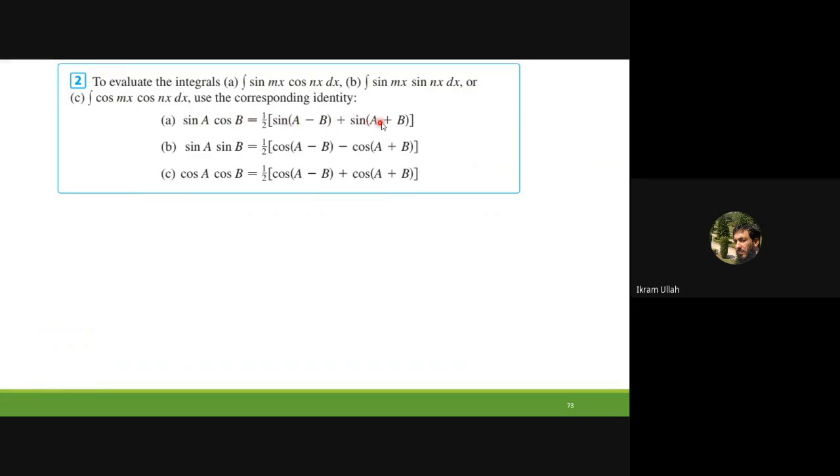sin(-b) plus... sin a plus b. Sine and sine come in with different angles, a and b are different, so 1/2, and this is cos(a minus b) minus cos(a plus b), and cos a cos b comes like this, so it is 1/2 cos(a minus b) plus cos(a plus b). So this is important: this formula converts the sum or product of sine and cosine functions into a sum or difference.